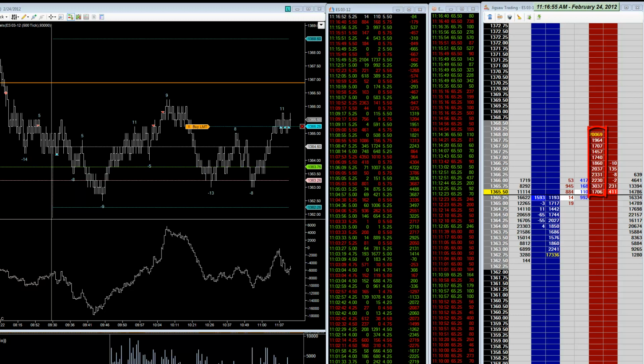Now based on this, you can actually see me putting in a bid here. I'm not buying at the market because I think the market's going to come down to 1365 again as this player continues to build his long position. Now the premise for this trade is that these offers over here are fake.